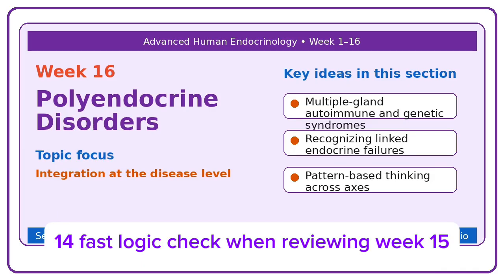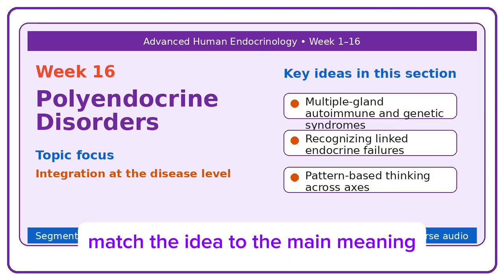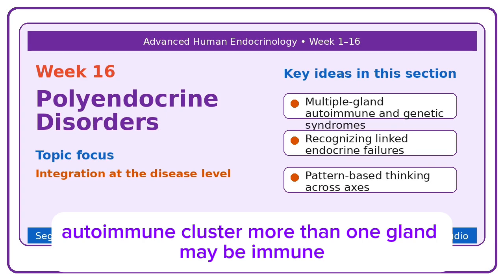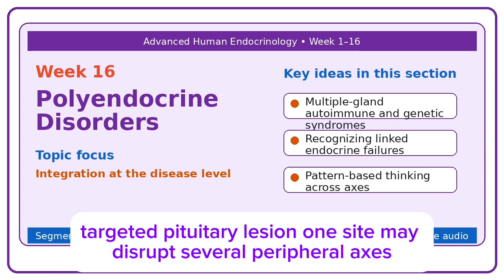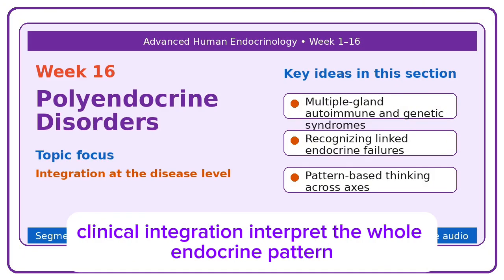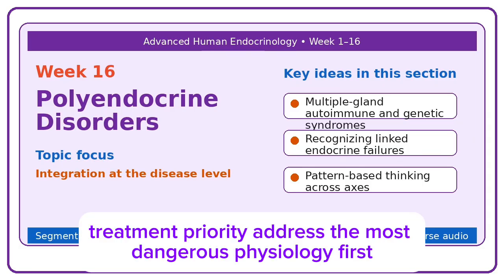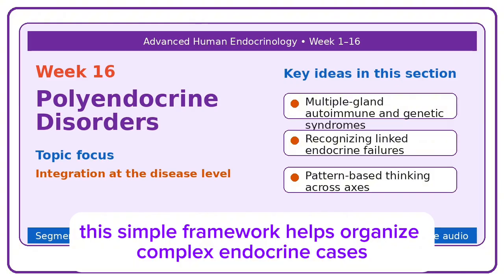14. Fast logic check. When reviewing week 15, match the idea to the main meaning. Polyendocrine disorder: multiple endocrine organs or axes involved. Autoimmune cluster: more than one gland may be immune-targeted. Pituitary lesion: one site may disrupt several peripheral axes. Clinical integration: interpret the whole endocrine pattern, not one lab alone. Treatment priority: address the most dangerous physiology first. This simple framework helps organize complex endocrine cases.